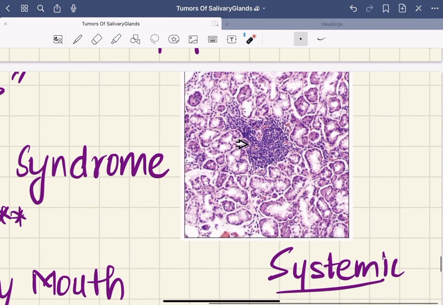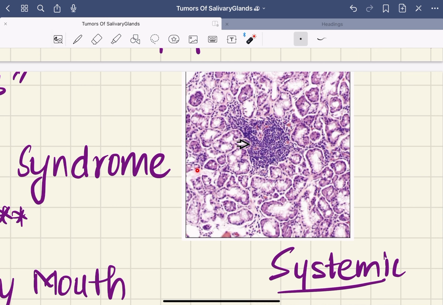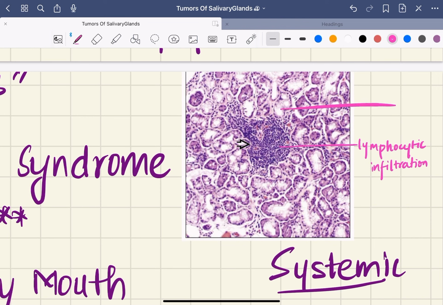Here we can see these are acinic cells. These are all acinic cells. And this is lymphocytic infiltration. These acinic cells are replaced by lymphocytic infiltration.